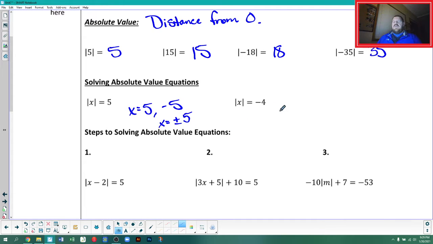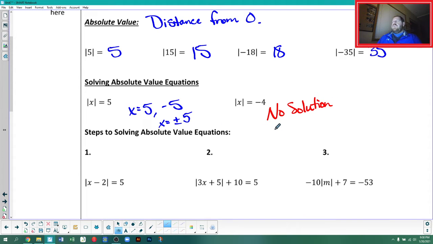Okay, what about this one? Absolute value of x equals negative 4. Now, you may be inclined to think, well, it's got to be 4 and negative 4 because that's what we did over here. But that would be incorrect. Is there a number that I can take its absolute value and get negative 4, the key word there being negative? I cannot have any absolute value equal a negative number. That gives me no solution. It's easy to see here because there's no number that I can put in there and equal a negative value.